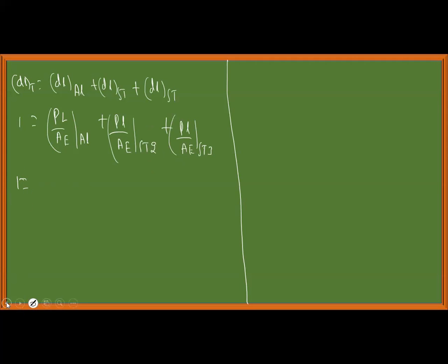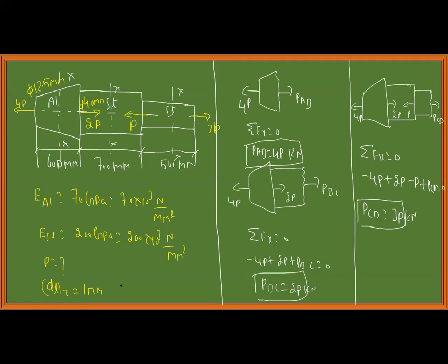P in this case is 4P, if you remember. This is also equal to PBC in the sense, and this is PAB. PAB is also equal to P steel, which is equal to 4P kilonewton. PBC, which is equal to P steel, is equal to 2P kilonewton. P steel 3 is equal to 3P. That's clear.